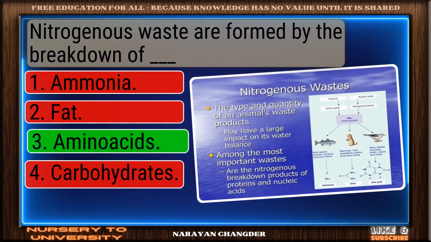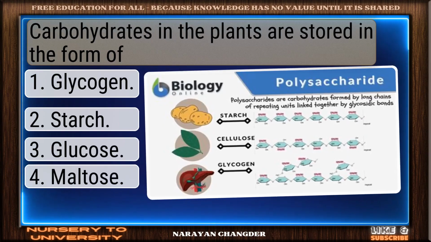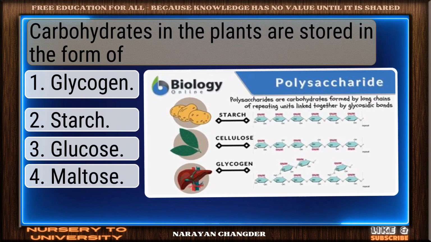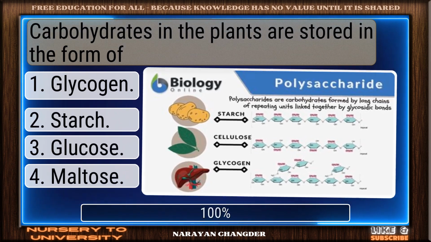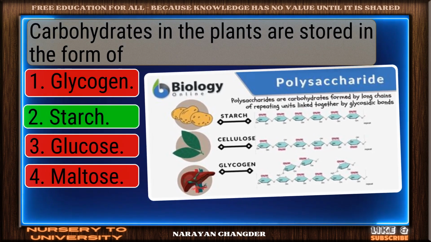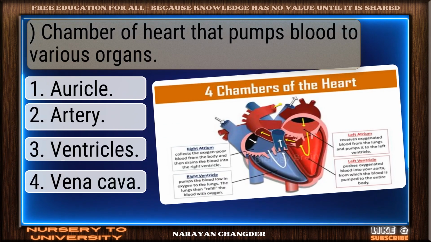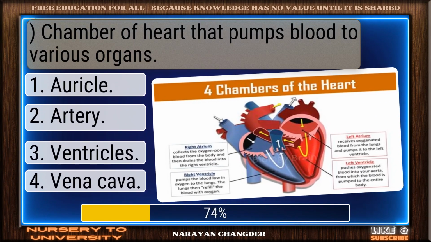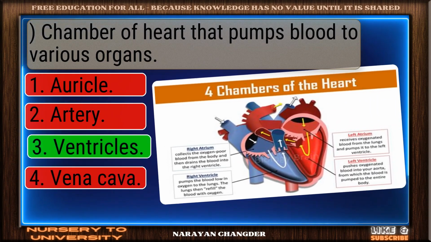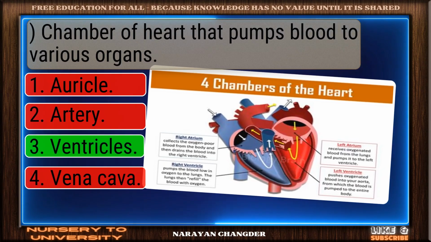Solid response. Amino acids is valid. Carbohydrates in the plants are stored in the form of? You're right. Starch is correct. The chamber of heart that pumps blood to various organs. Great job. Ventricles is accurate.